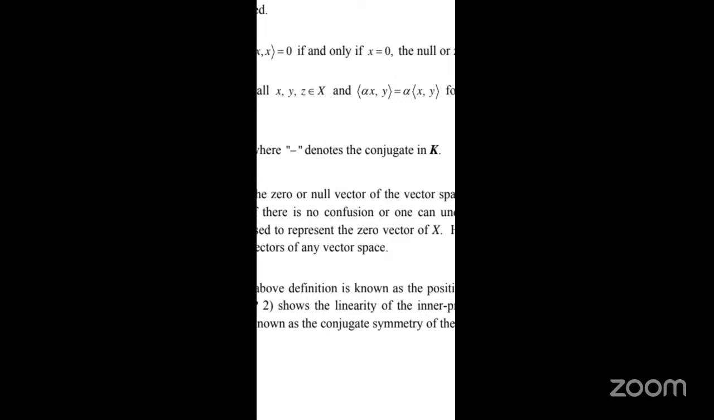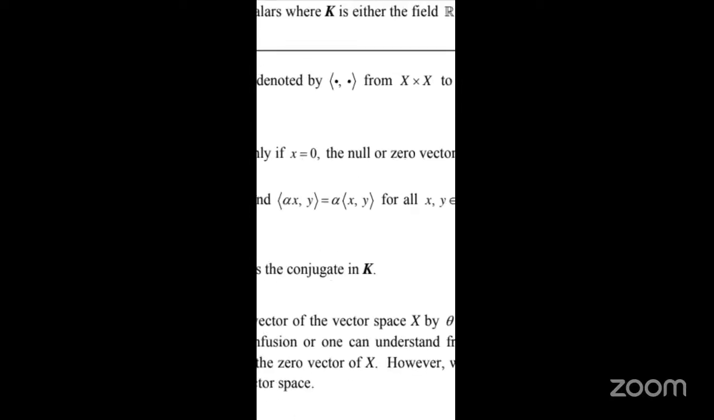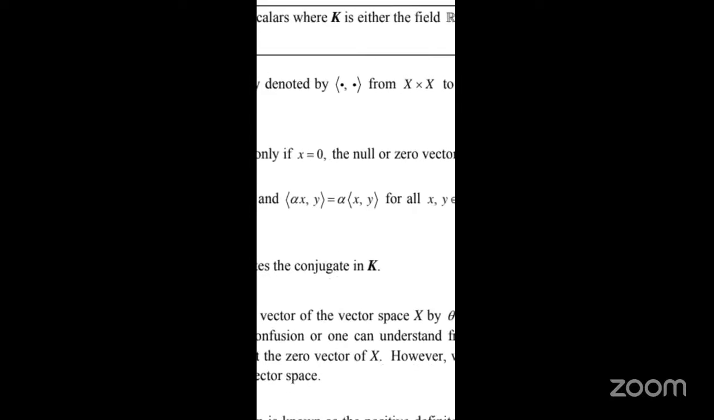Now these axioms must hold good. First one is IP1, the positive definiteness: the inner product of x and x is greater than or equal to 0 for all x belonging to X, and the inner product of x and x equals 0 if and only if x equals 0, where 0 means the null or zero vector. Okay, that is IP1. So that property is called positive definiteness.